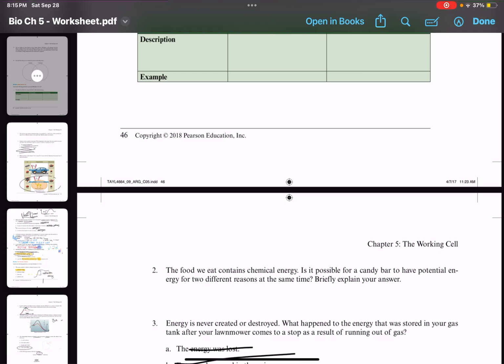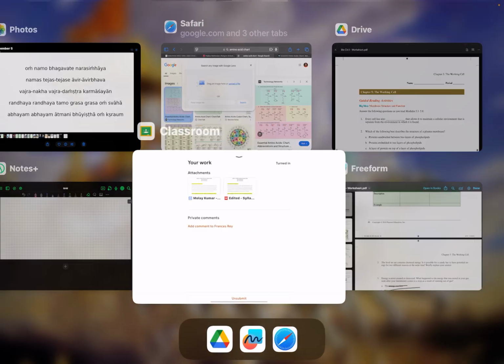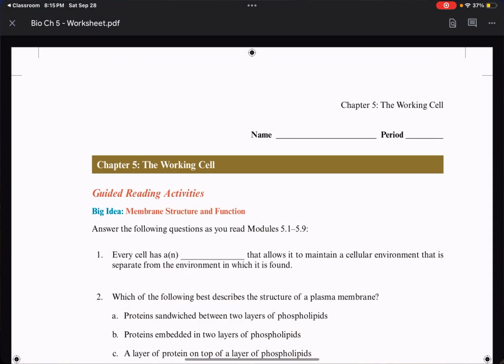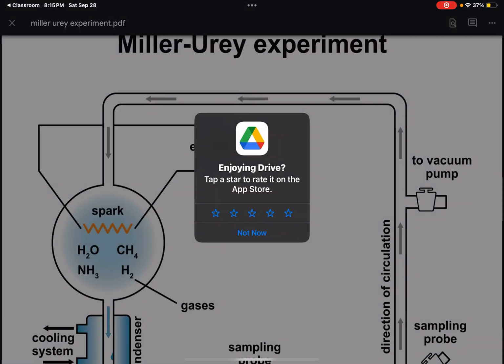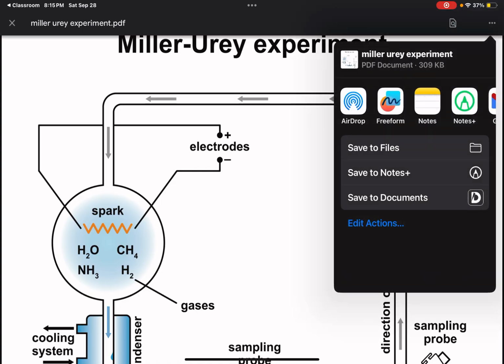Let me quickly explain the Miller-Urey experiment, because it's probably the easiest one you're going to take. The Miller-Urey experiment is one of, if not the easiest, concepts that you're going to learn. Let me show you how it works out.